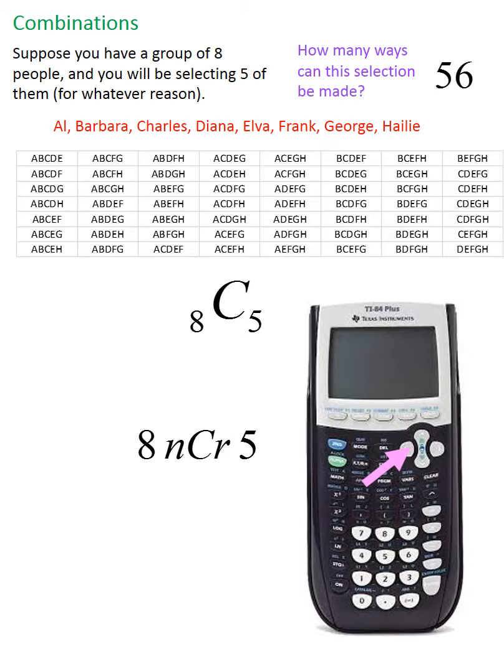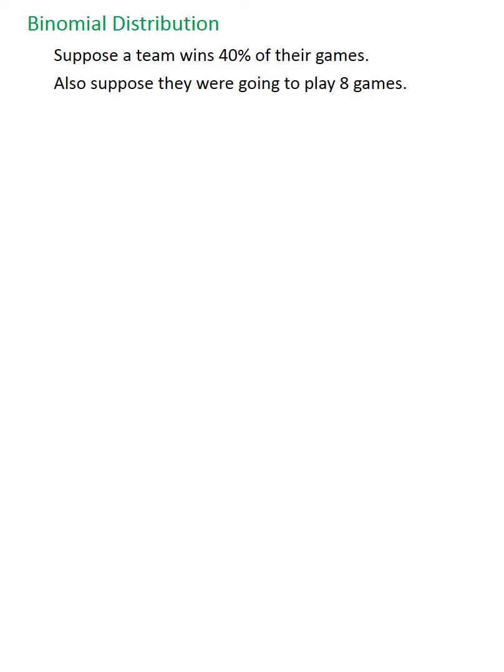So how are combinations used in the binomial probability distribution? We'll consider the following situation. Suppose we have a team that wins 40% of their games. Suppose that team is going to play 8 games. How many games will they win? Well, of course, there's no way to know. They could win anywhere between none and all 8 of them.